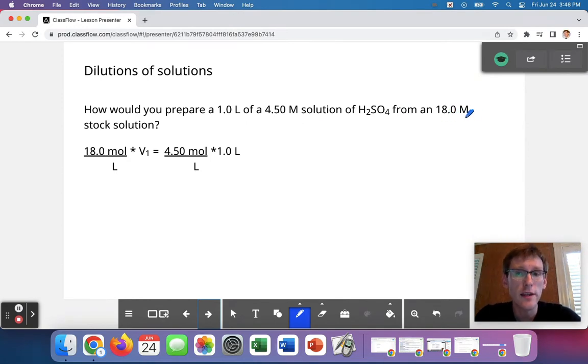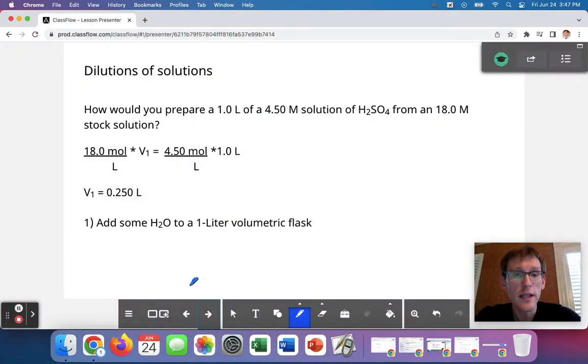And the question that we're really asking ourselves is, what volume of that concentrated 18 molar solution are we going to need to add water to eventually dilute to a volume of 1 liter with a molarity of 4.50 moles per liter? If we did out the math here and divided both sides by 18.0 moles per liter, we would get that our volume is 0.250 liters. And so what this indicates is that we'll need 250 milliliters, or 0.250 liters, of that 18.0 molar stock solution.